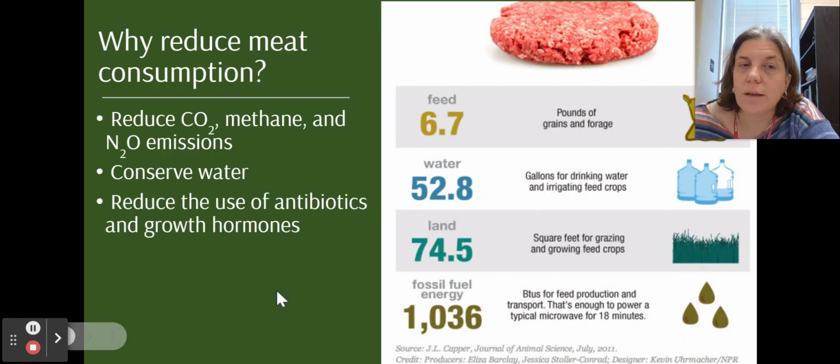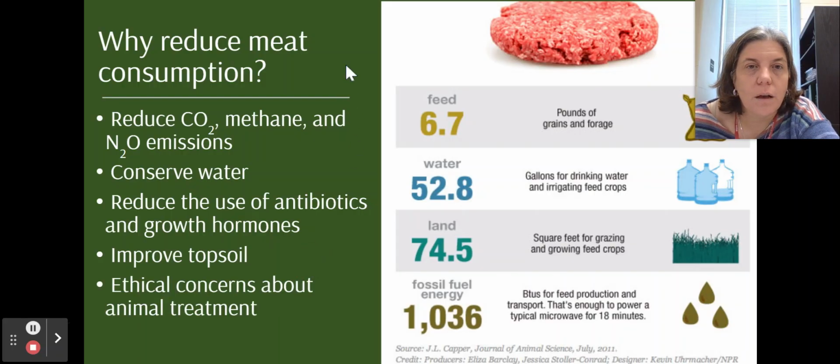It would reduce the number of antibiotics and growth hormones out there in the world, which is good for all of our health in the future. I would improve my topsoil because I wouldn't have large numbers of heavy animals grazing on there. And then there's ethical concerns about the treatment of animals, which is a big deal.